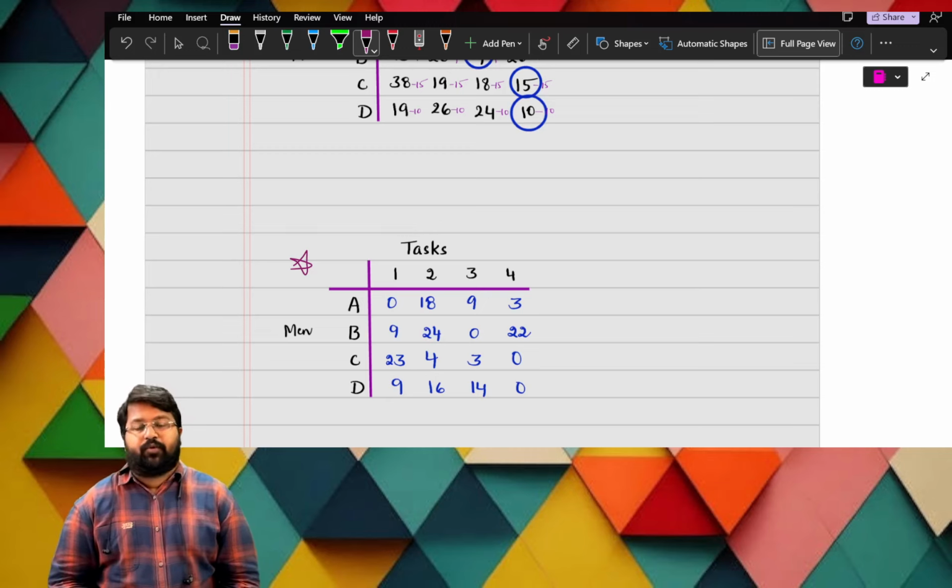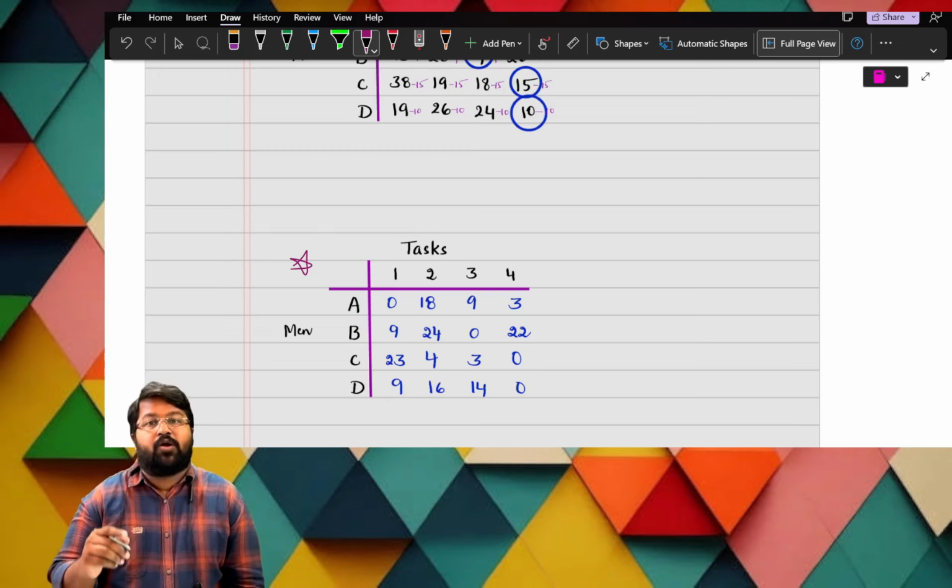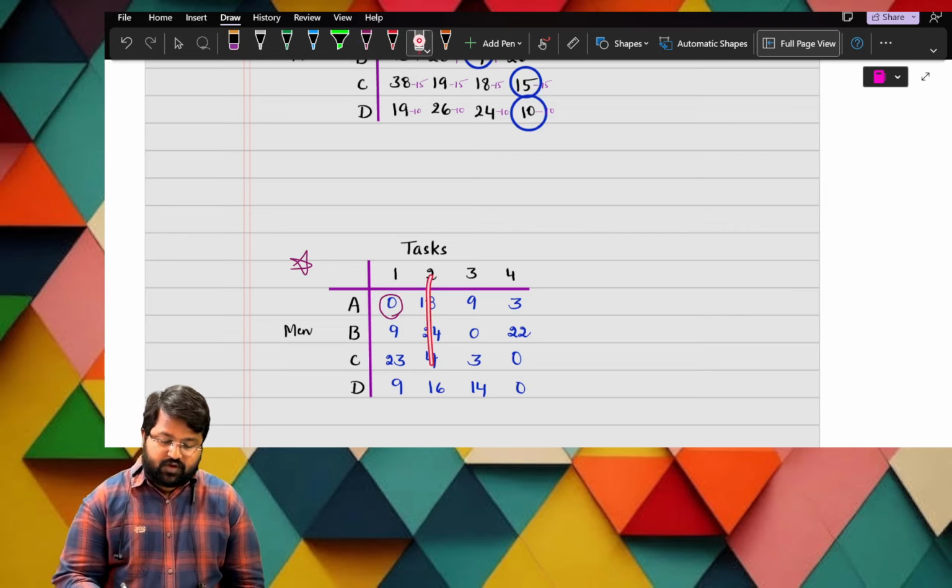What is step 2? Now, in each column, you have to identify the least element. In this column, what is the least element? 0. In this column, what is the least element? The least element is 4. In this column, the least is 0. In this column, the least number is 0.